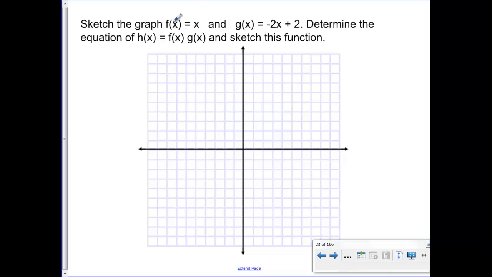Here's what I want you to do. Sketch this graph, then times them together, and sketch the graph after they're times together. See if you can do all three. F of x equals x. What does f of x equals x mean? What graph is that?